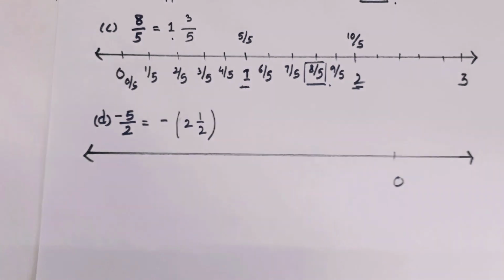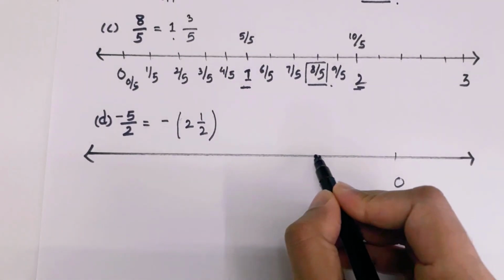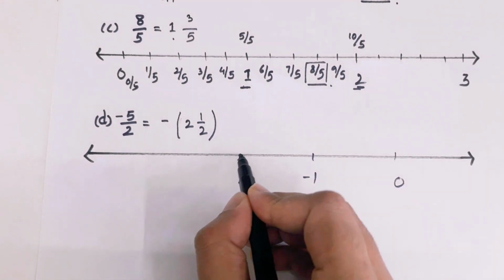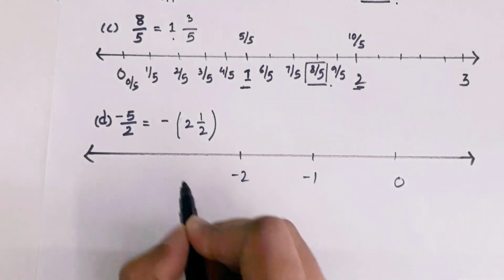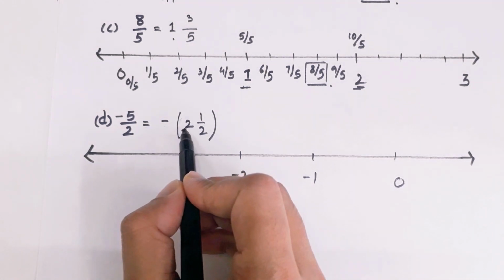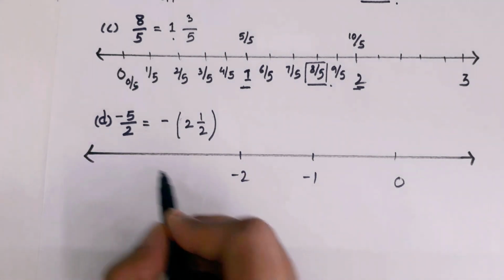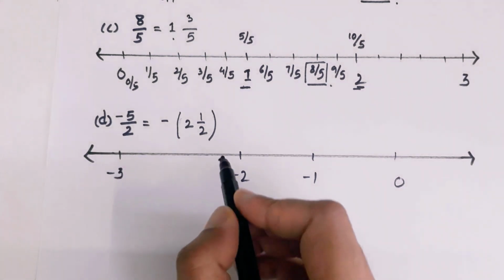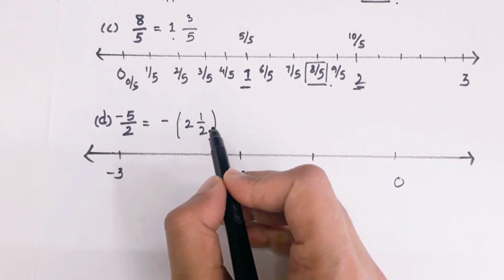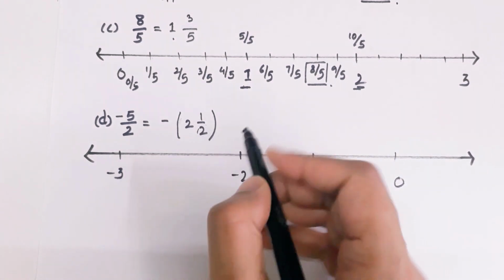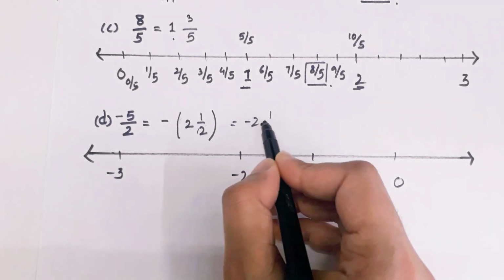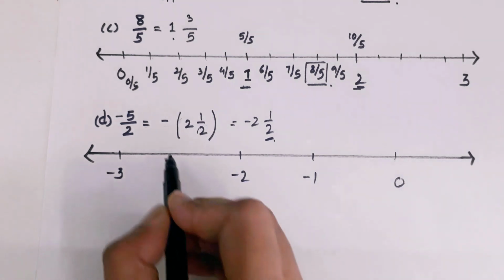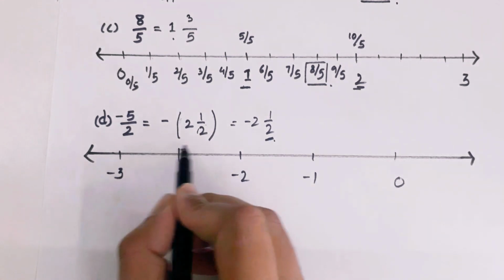So I'll take 0, I'm taking minus 1, and then I'll take here minus 2, and since the number lies between minus 2 and the next number, which is minus 3, I'll take here minus 3. Okay, and now I have to just check the denominator. My denominator is 2, so I have to make 2 equal parts here. So I'll take the first and second part.